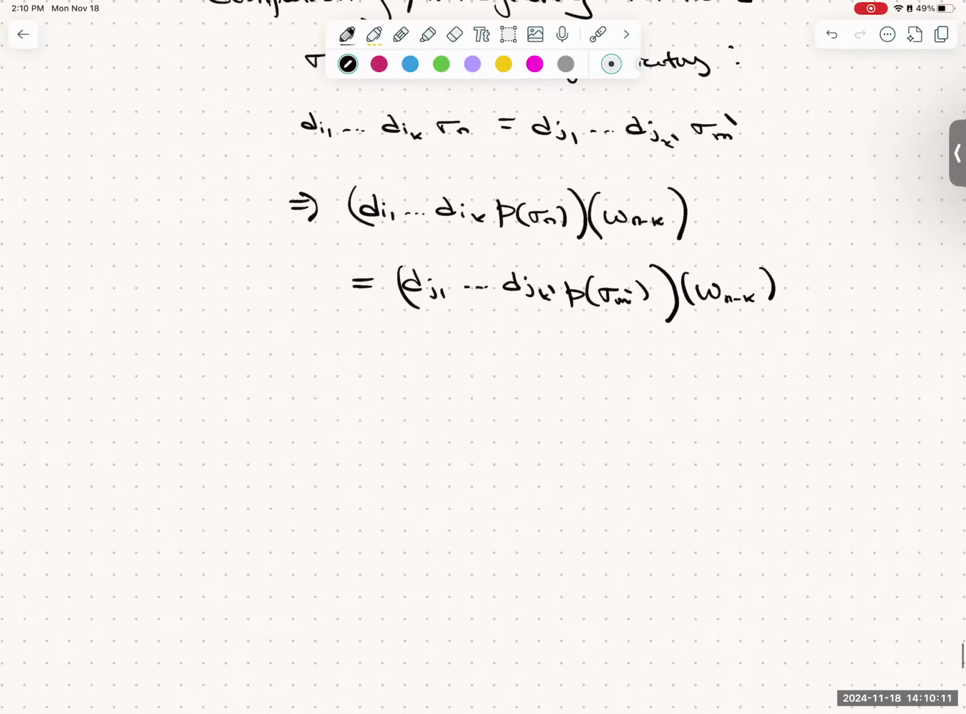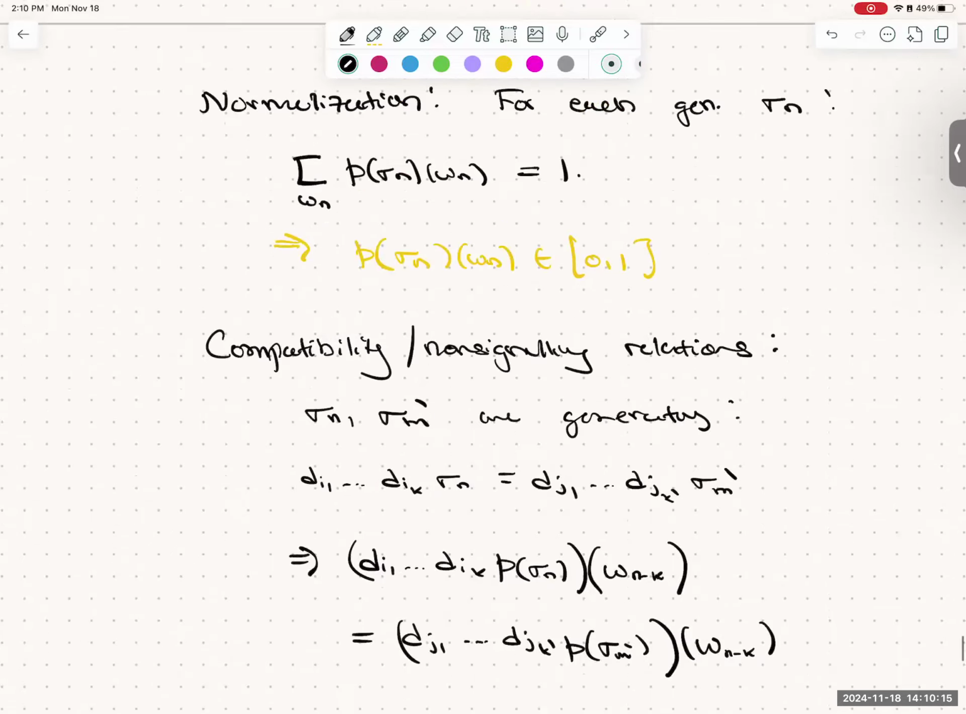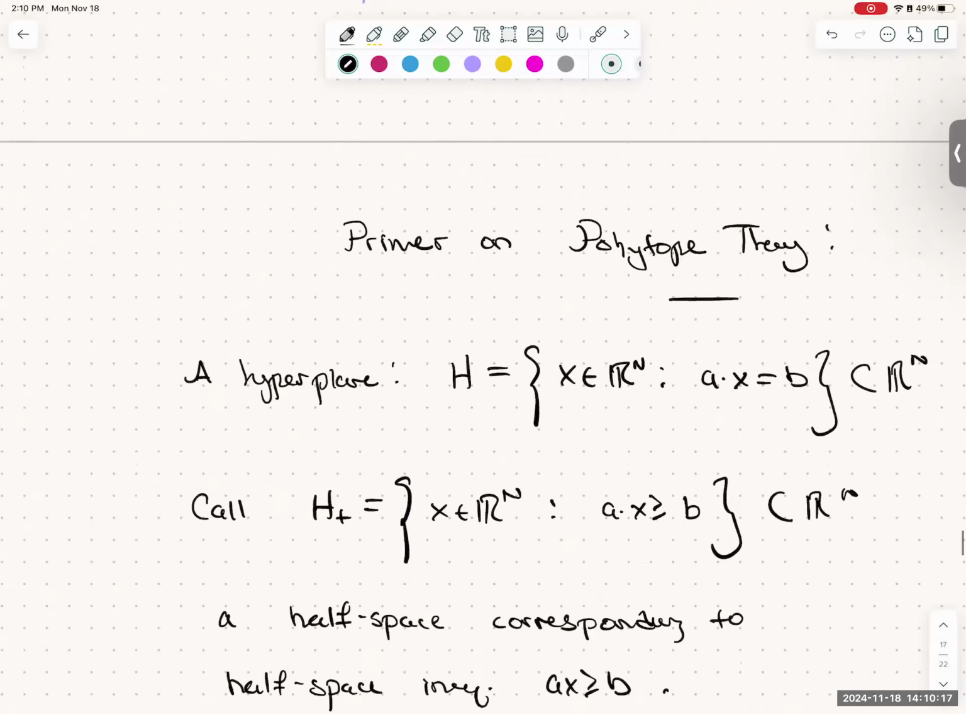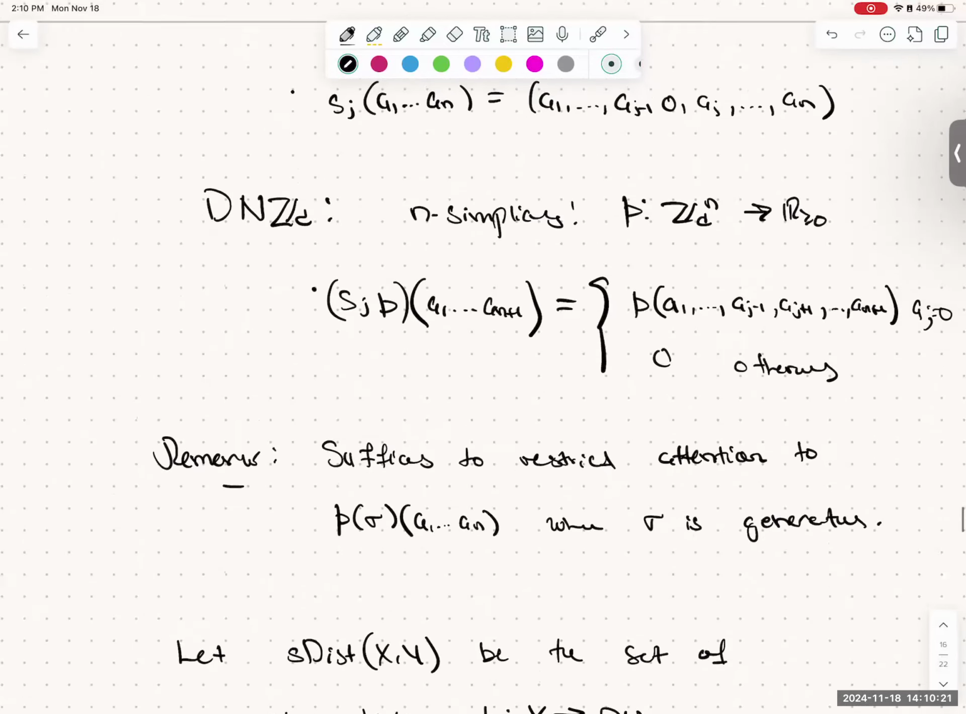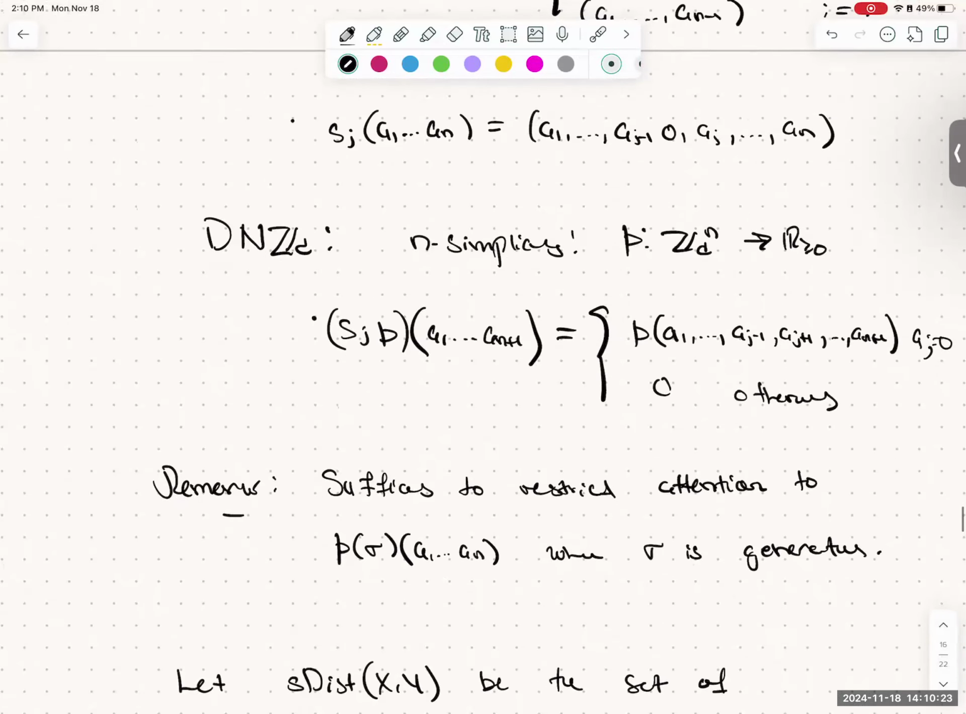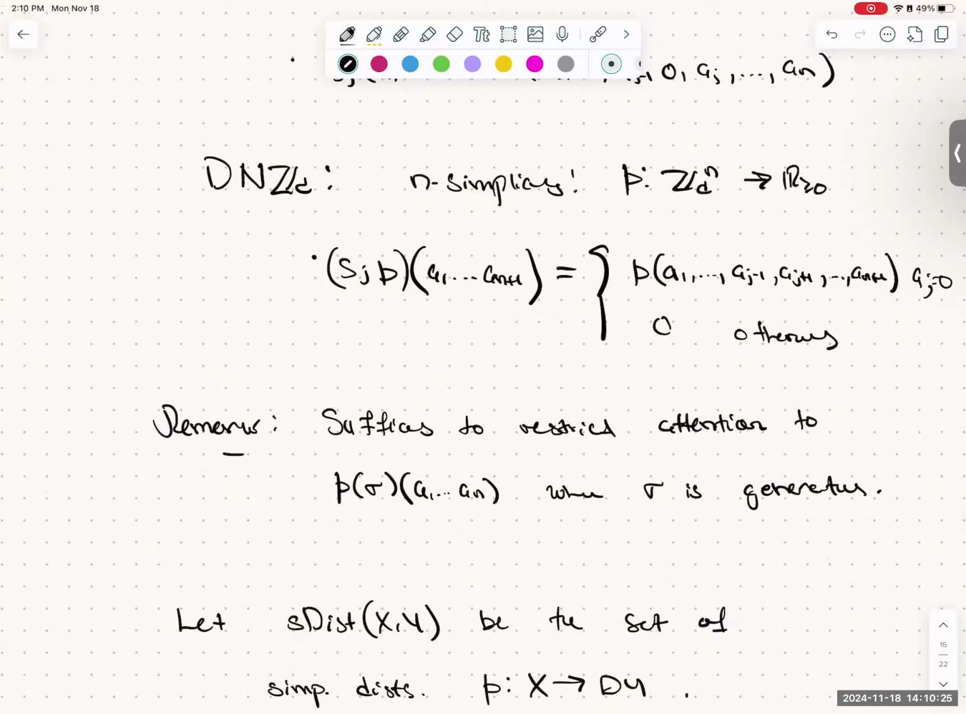So what does this amount to realistically? Maybe if I go up just a little bit, you will remember what the face maps were. Oh, did I not write what the face maps were? I did not. But last time Aziz told you that the face maps are essentially sums. So when I take a face of a probability distribution, it's like marginalization. What is marginalization? It's a sum over an appropriate domain of probabilities.